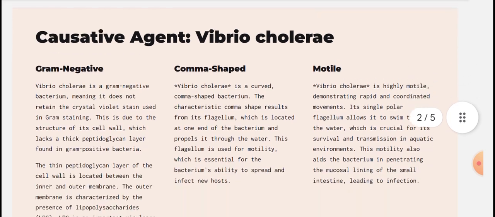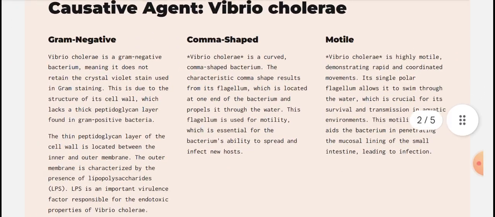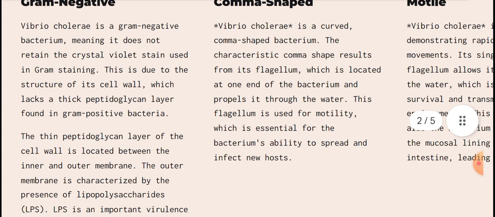Second thing about the pathogen: Vibrio cholerae is a gram negative bacterium. What is a gram negative bacterium? Gram staining is a procedure used in microbiological laboratories and other units to distinguish gram positive and gram negative bacteria. This staining works based on the composition of the bacterial cell wall.